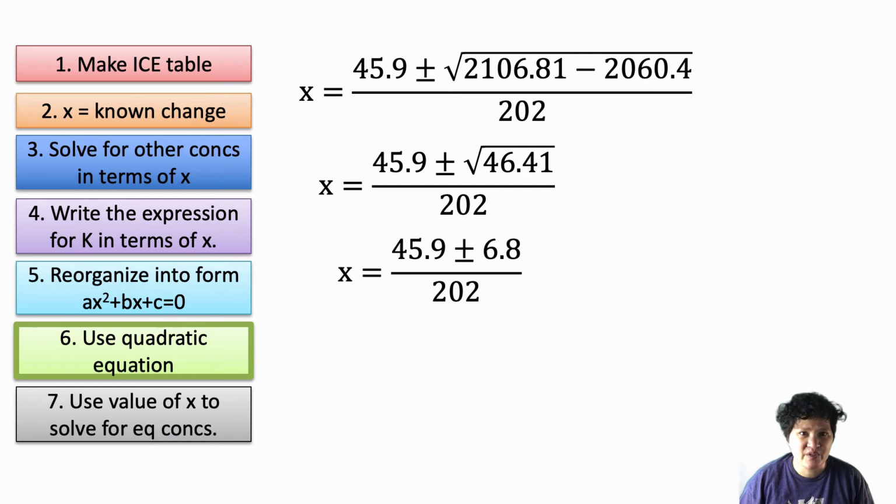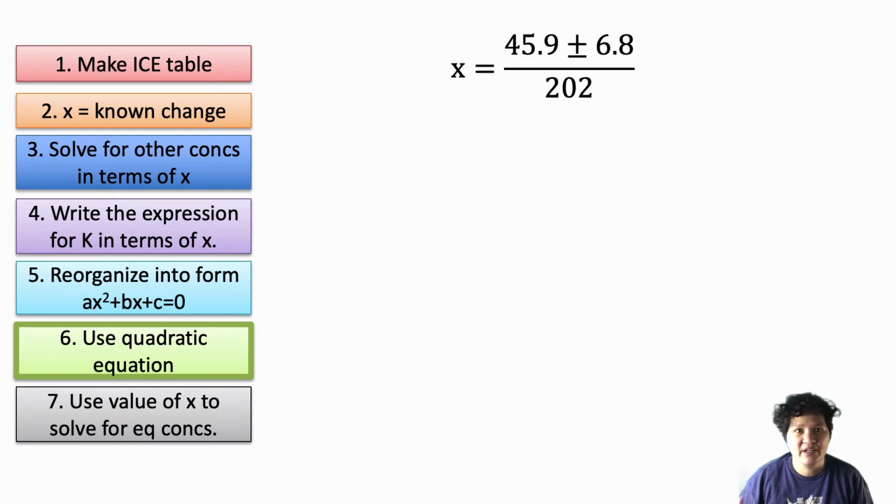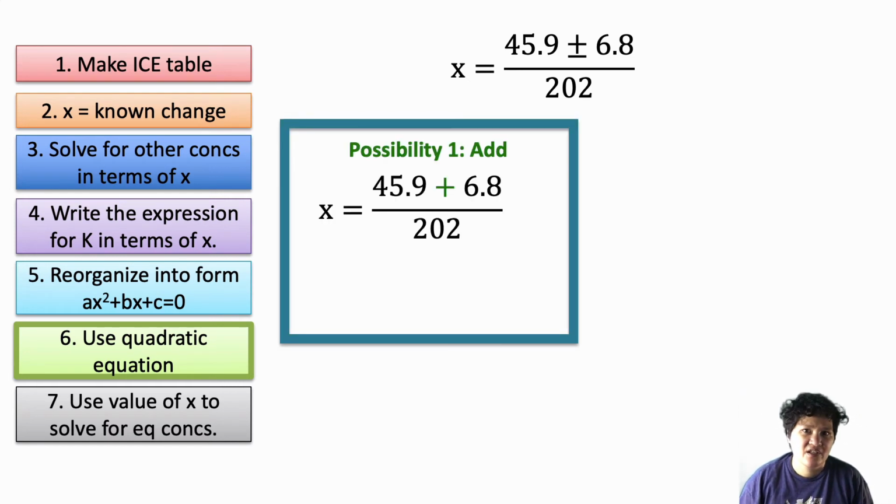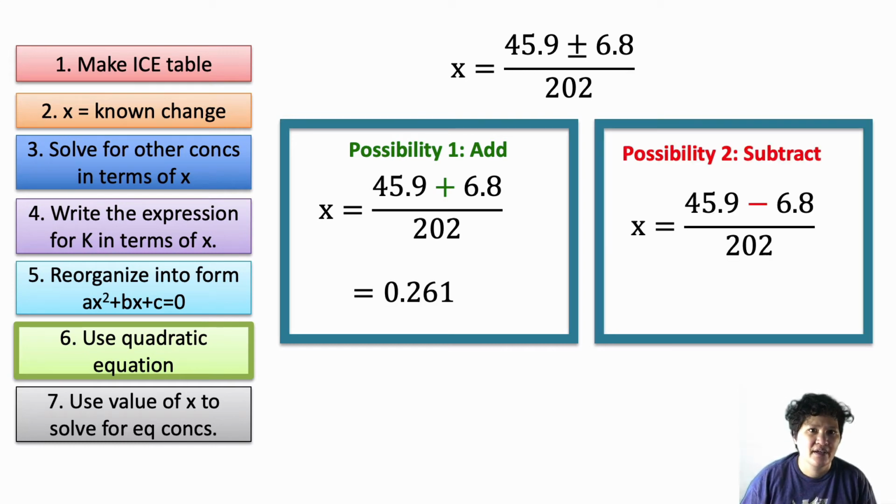Take the square root of 46.41. You have 45.9 plus or minus 6.8 divided by 202. Now at this point it's just simple arithmetic, but you can see that we're going to get two solutions. One solution is 45.9 plus 6.8 divided by 202, and another is 45.9 minus 6.8 divided by 202. So the first one, if you do the math, you end up with 0.261, and if you do the math for the subtraction for the second one, it comes up to 0.194.